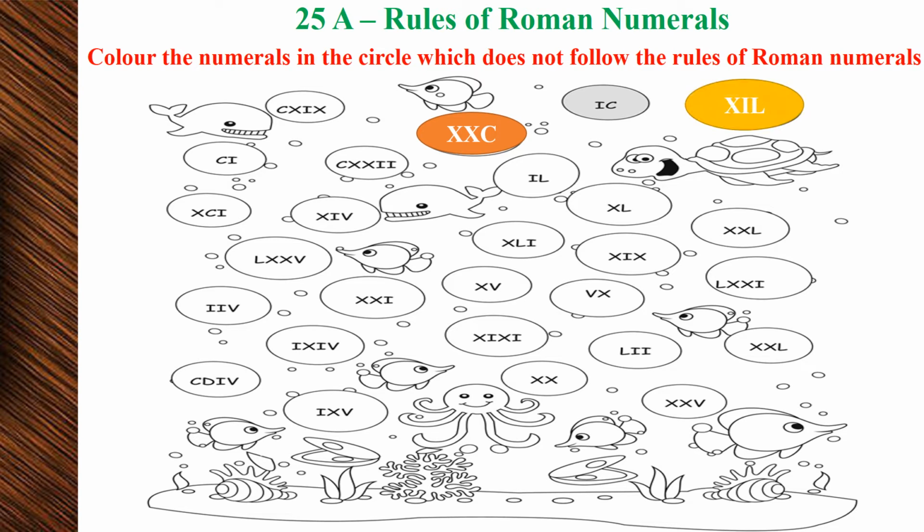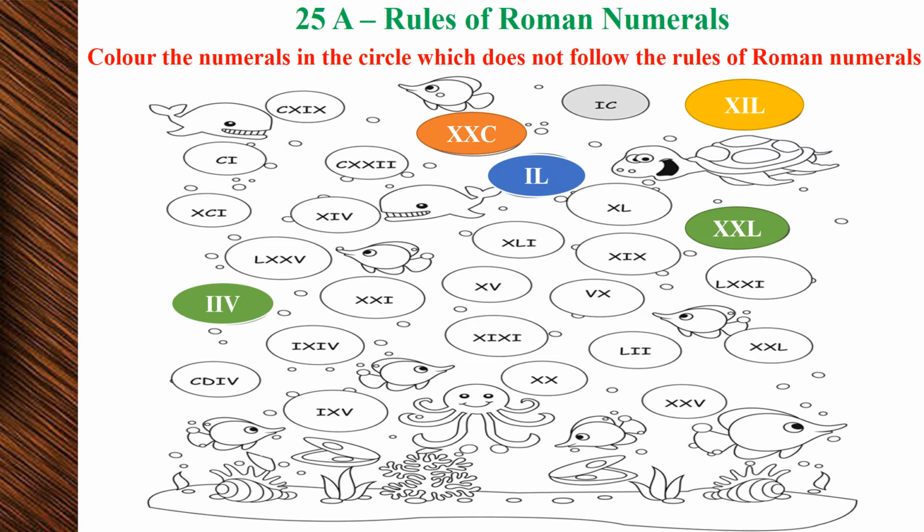Next one is XIL. Here it is wrong. This Roman numeral does not follow the rules. Next one is IL. I cannot be followed by L. Then next one is XXL. 2X and 1L. It is wrong. This Roman numeral does not follow the rule.